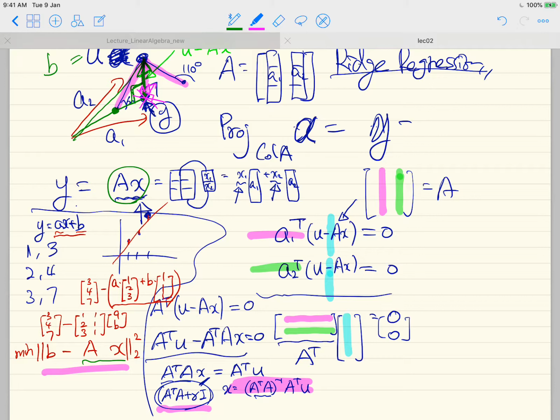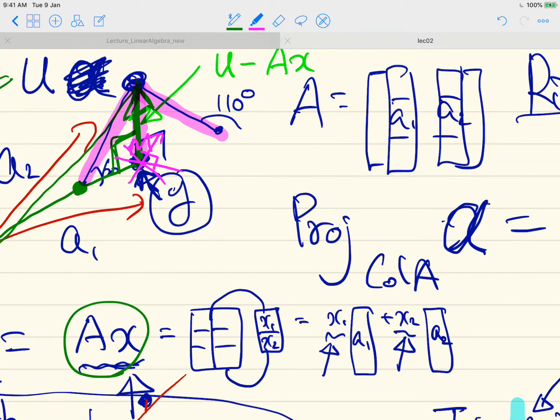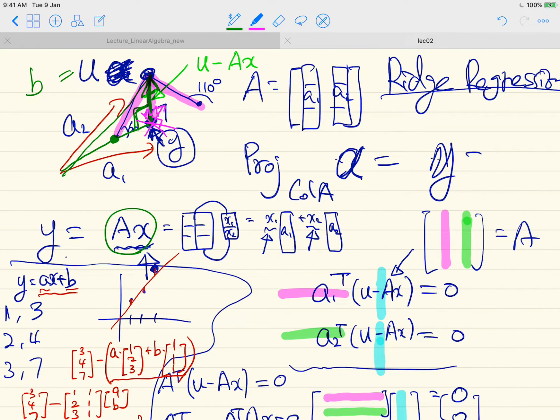Okay, and then now let's get back to the student's original question. The reason why I wanted to discuss this orthogonal projection is because, okay, what is the orthogonal projection? So let's get back to this problem, so this is our U. So what is this formula? Projection of U onto the column space of A.